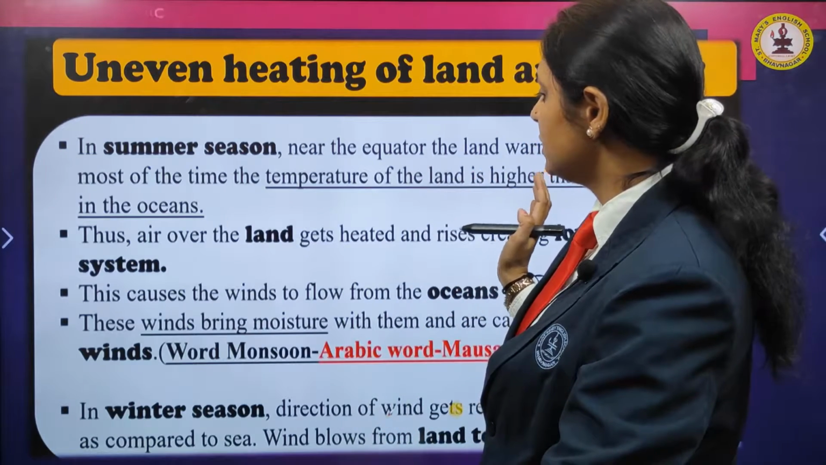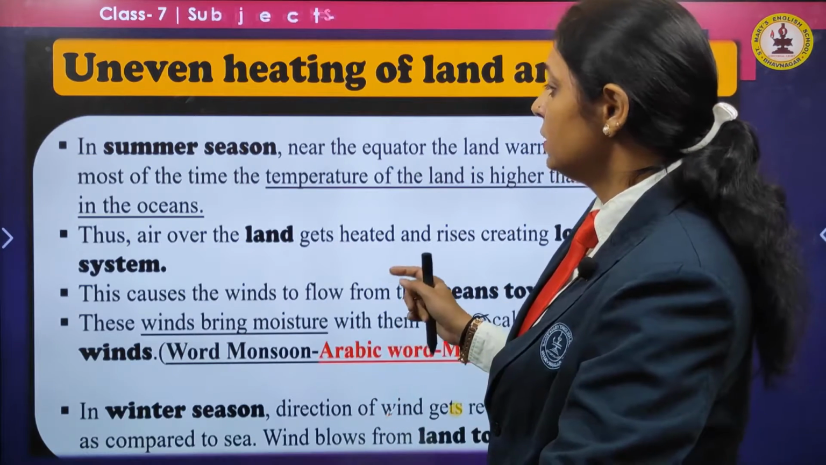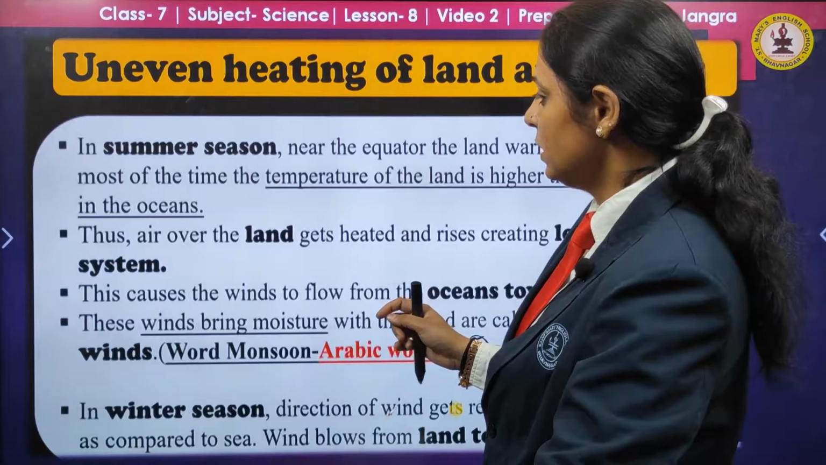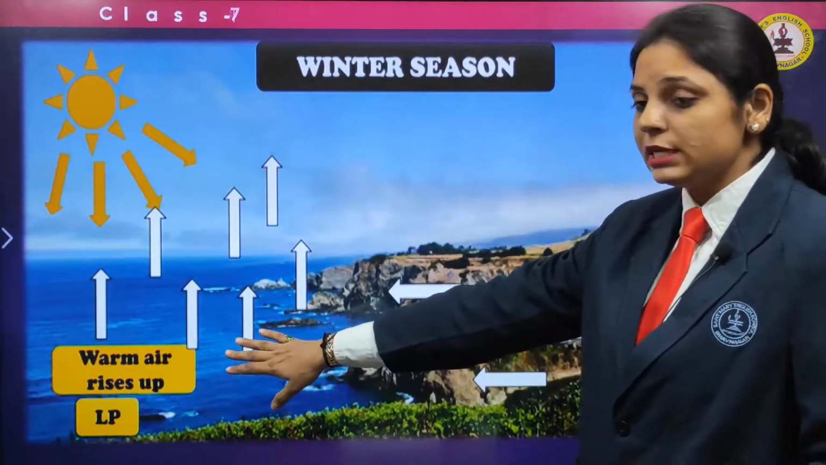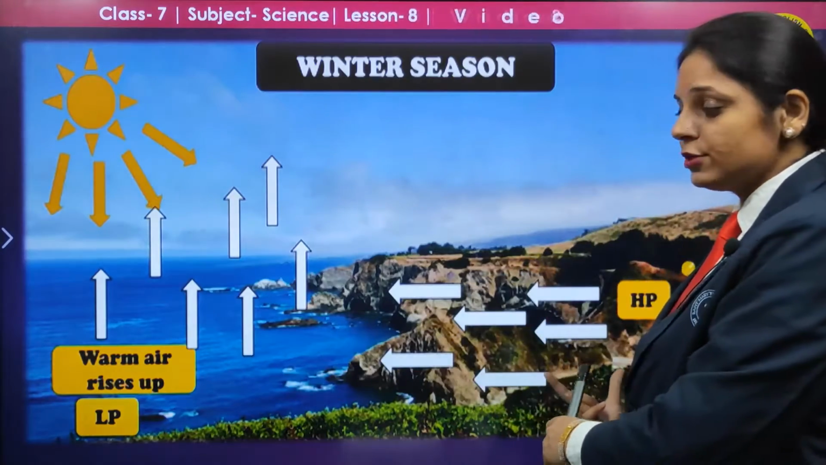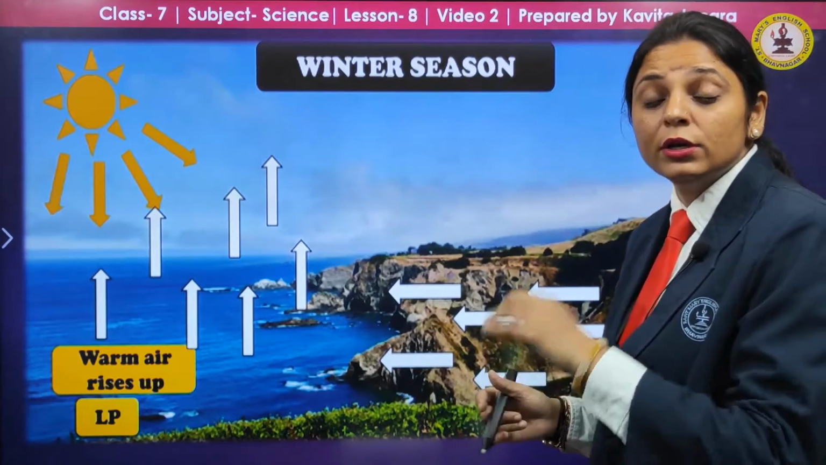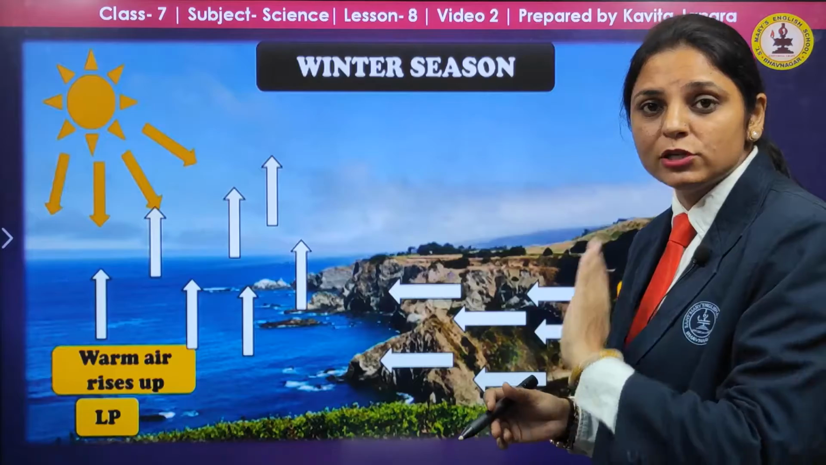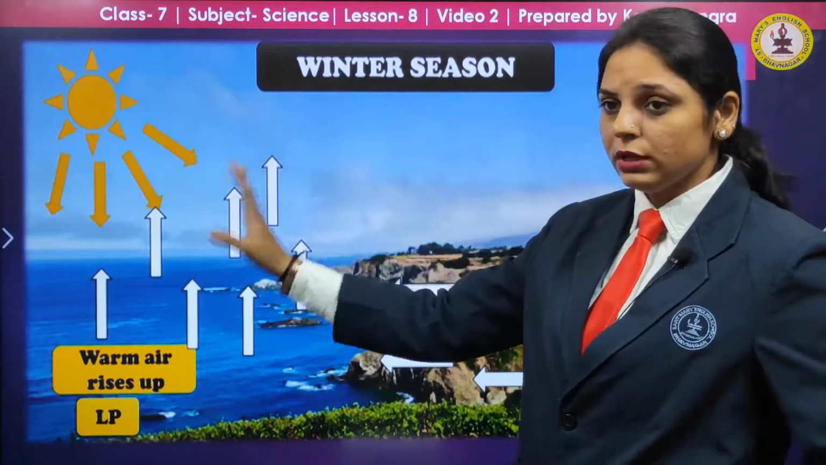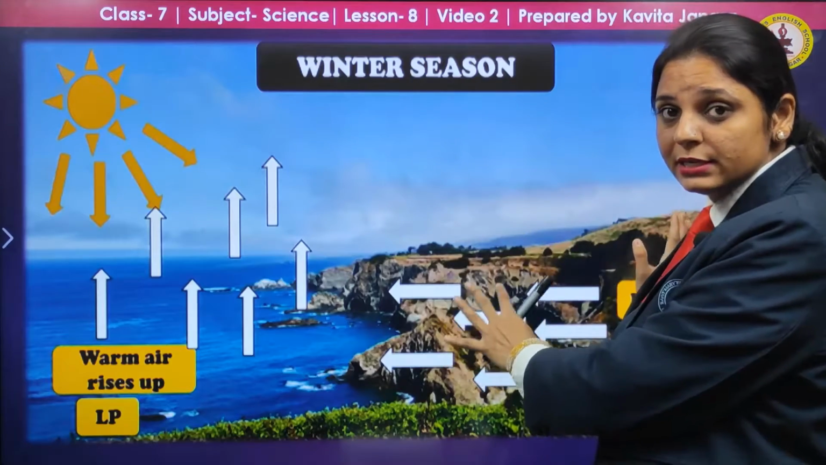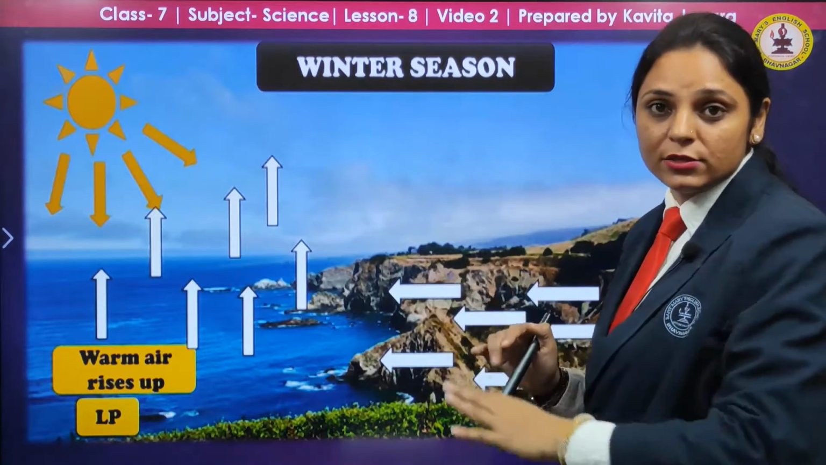Next is uneven heating again, but here leading to the winter season. How does it occur in the winter season? There is low pressure in the sea area and high pressure on the land, and I told you wind always blows from high pressure to low pressure. So the movement here occurs from high pressure to low in the winter season, and the moisture content is less, so it will lead to less rainfall in winter.